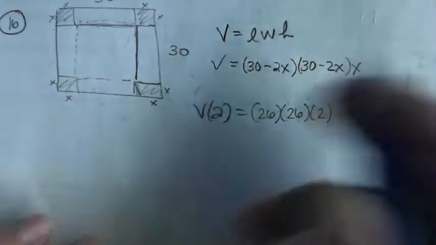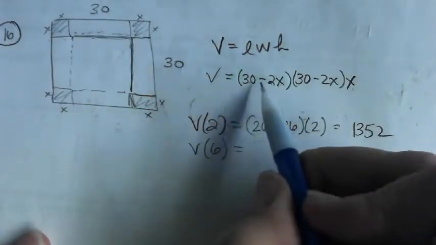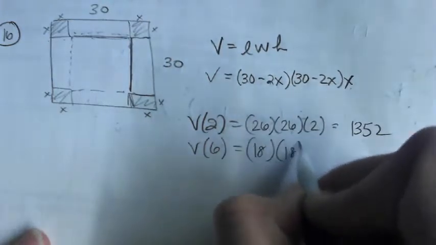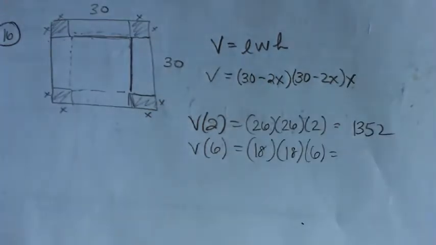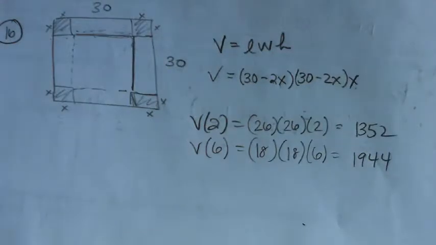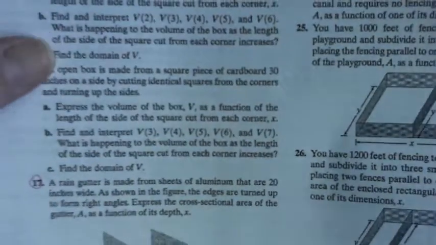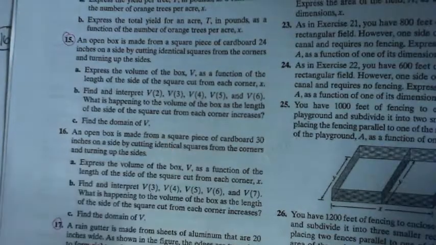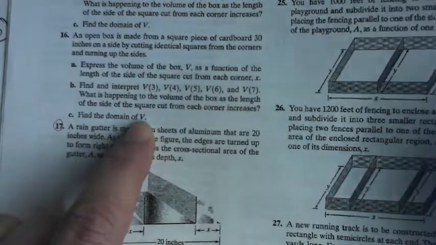If I do V of 6, that would be 30 minus 12, which is 18, times 6, 1944. So we could do that over and over again for all the numbers, but we've done a couple, so we get the point. The better question, the more thought-provoking question, would be part C, which is find the domain of the V.